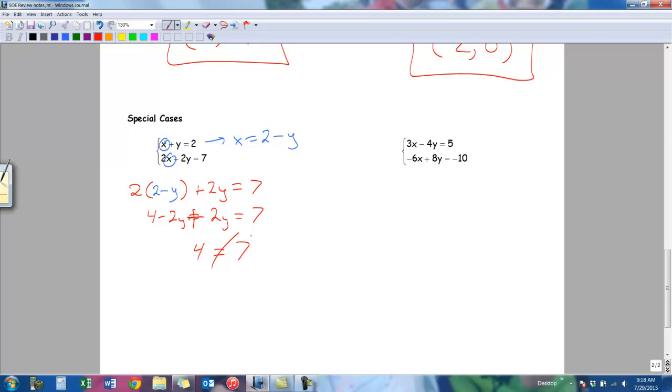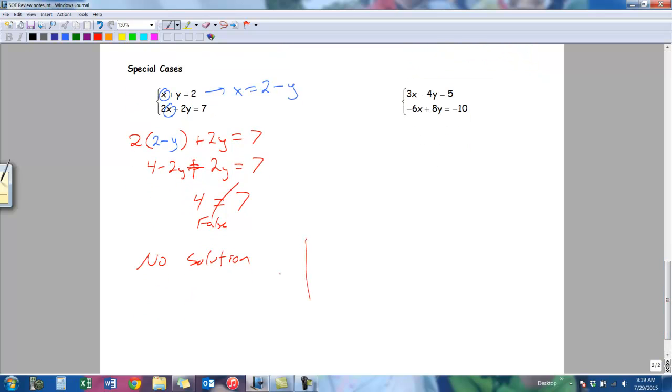That is not true. Now, here's what happens. If the variables eliminate, and you're left with a false statement, then that means there is no solution. And now, what did no solution mean graphically? If we were to graph this, and you were to get y by itself in each of these and graph them, on a coordinate plane or on your calculator, you'll find these are two lines that are parallel. There's no solution because they are parallel.